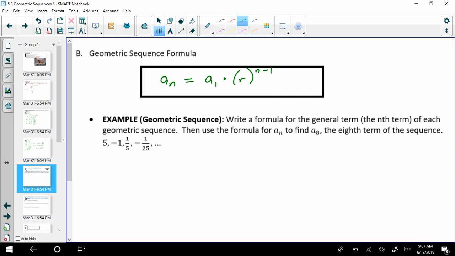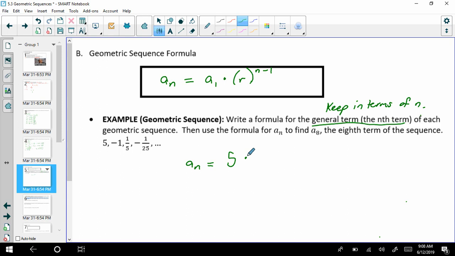So write a formula for the general term, the nth term, of the sequence. Then use the formula to find the 8th term. So if they first want me to write the general term, this is where we're going to keep in terms of n. We're not going to plug in anything for n first. So if I set up my formula, a sub n equals, what's a sub 1? What is the first term? It's 5.